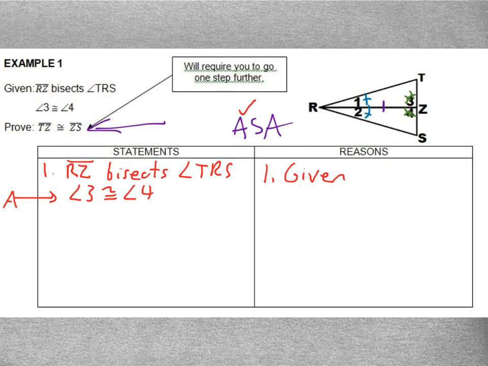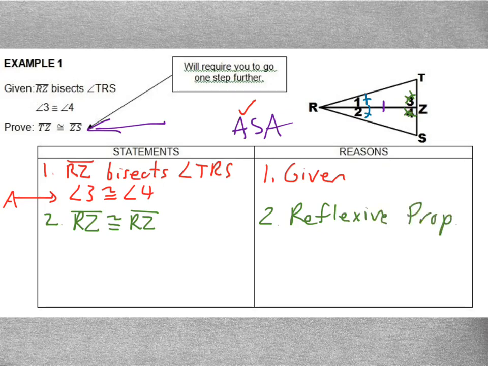Okay, so now I need a side. The statement I need for the side is to use the reflexive side, RZ. So we'll say that RZ is congruent to itself, and that's because of the reflexive property, as we learned in the last video. Okay, so now I have a side.